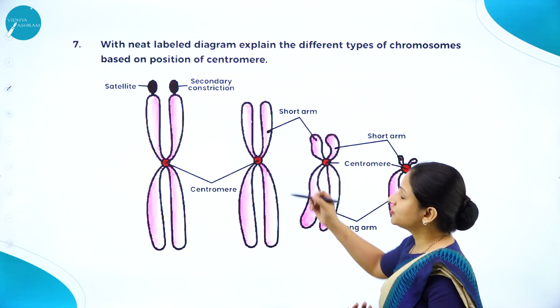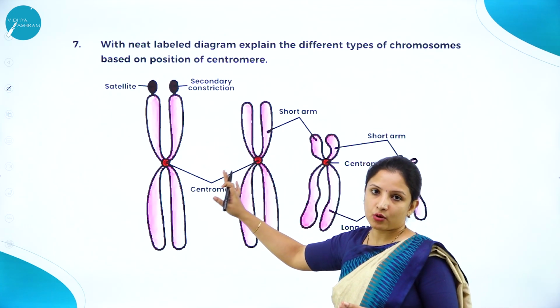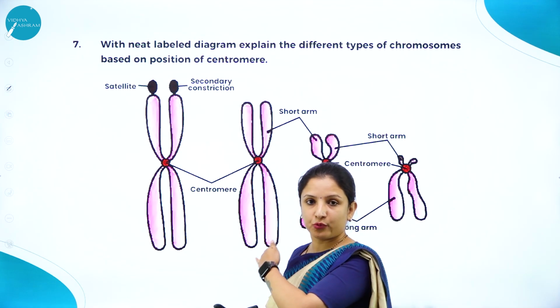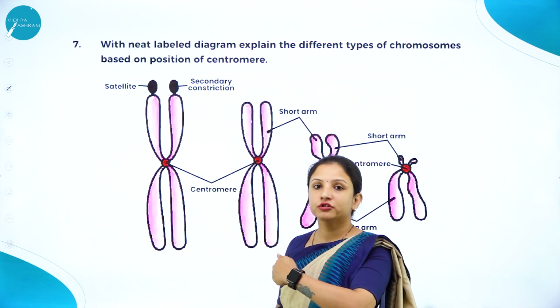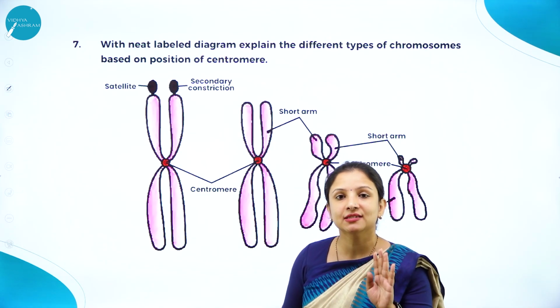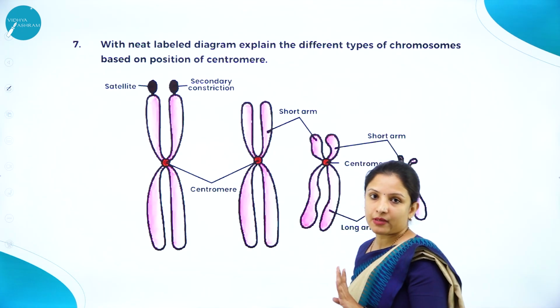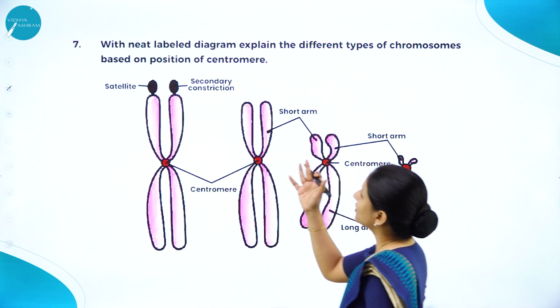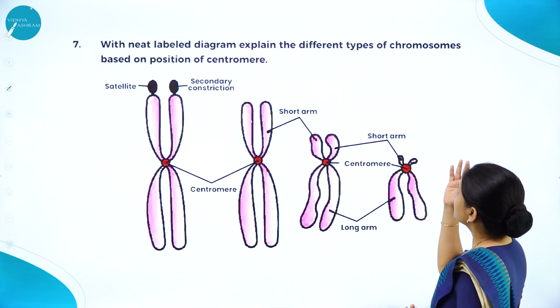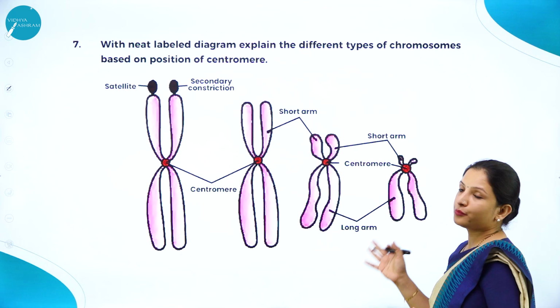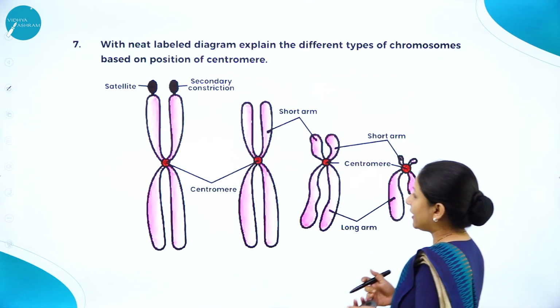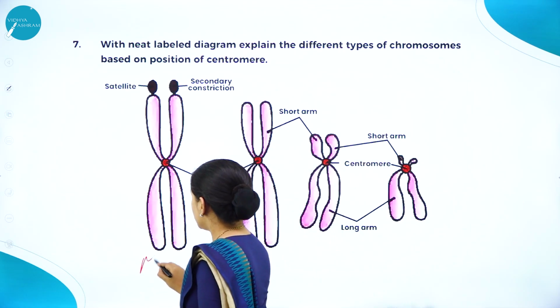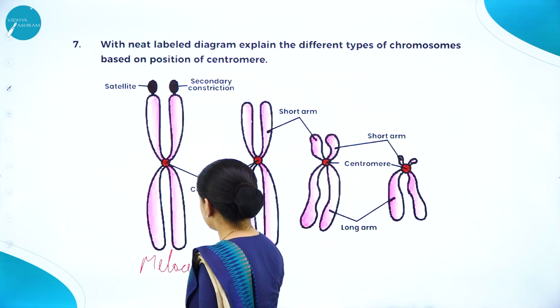So next question, this is also one of the very, very important questions. So all these which I put here now for 5 marks, if you study all those questions properly, easily 10 marks you will get, because two 5-mark questions will be asked from this particular chapter. Next, this question: with a neat labelled diagram, explain the different types of chromosomes based on position of centromere. So you have to draw the diagrams.